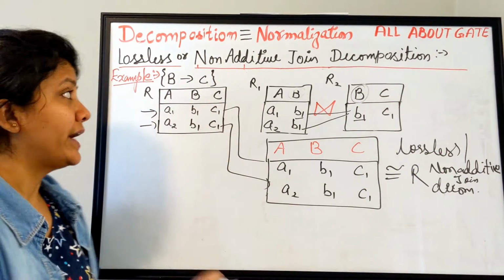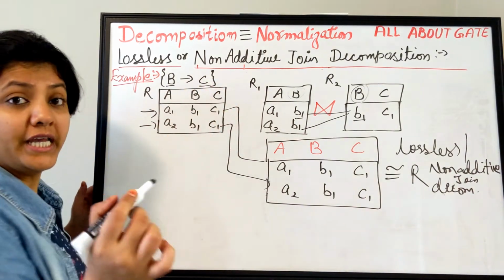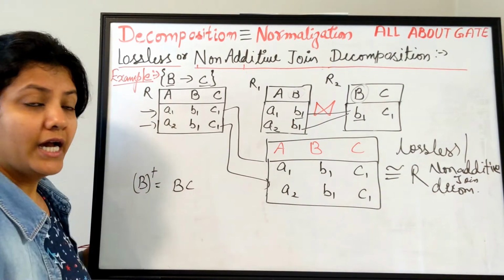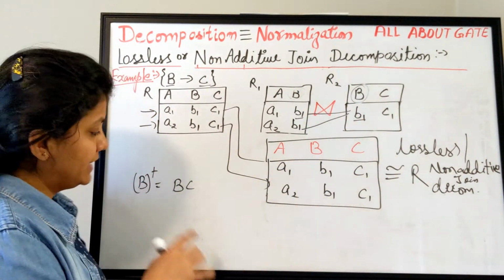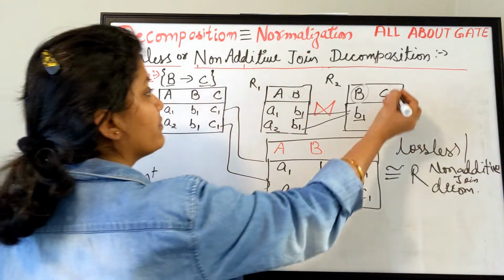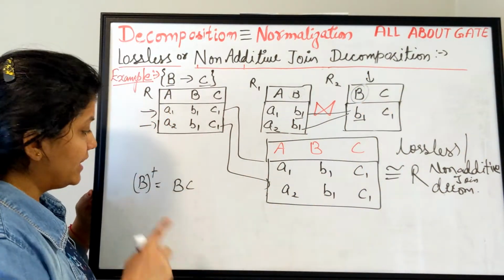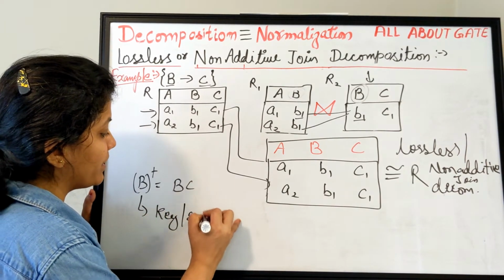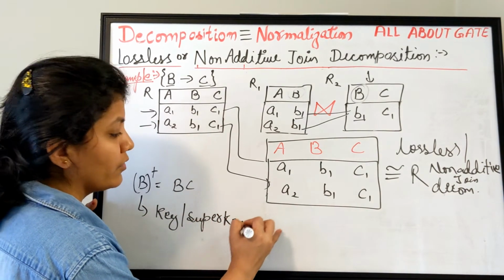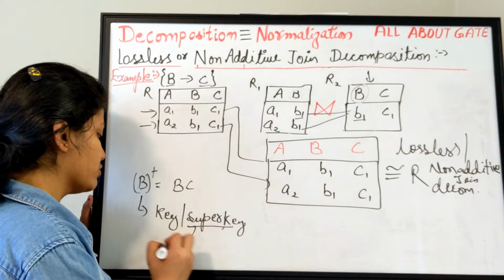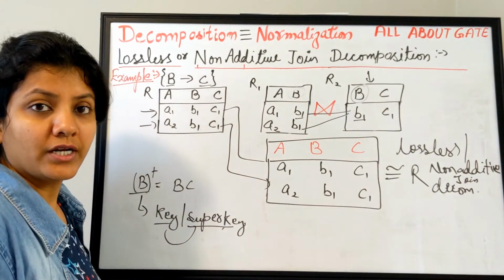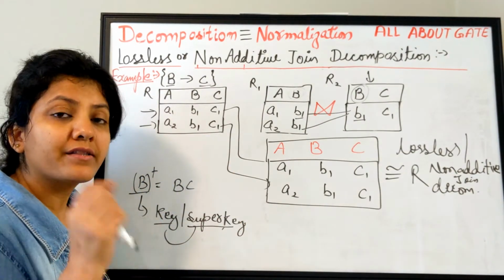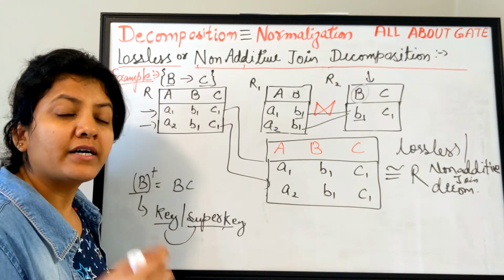I think now you can identify, because B determines the value of C. So if I take B plus, it makes BC. And if I look into this table, then B determines BC. If I look at R2, then B becomes the key of R2, or you can say the super key of R2. Naturally this is a super key and also the key, because this is minimal in nature. So that is the reason why this decomposition is lossless, and that sets the ground for the test condition.